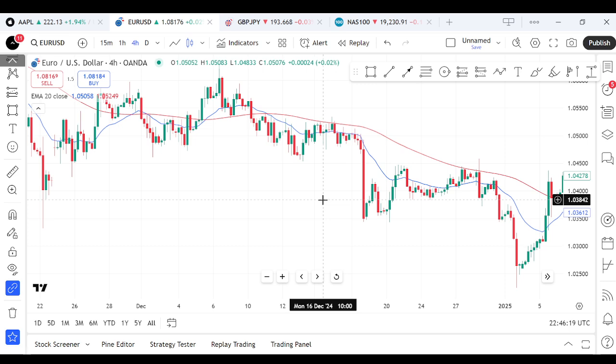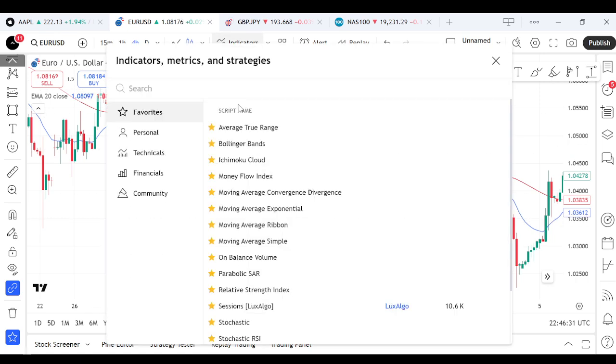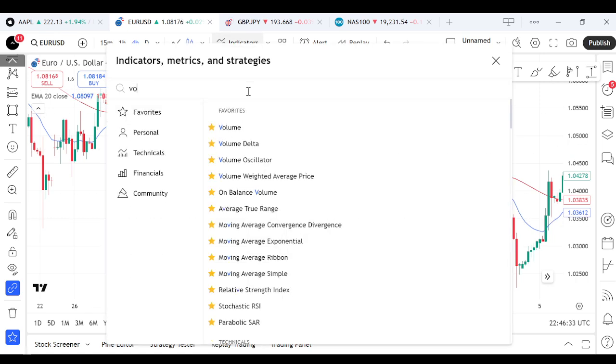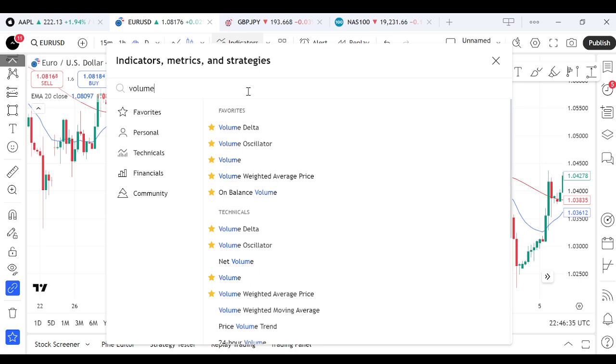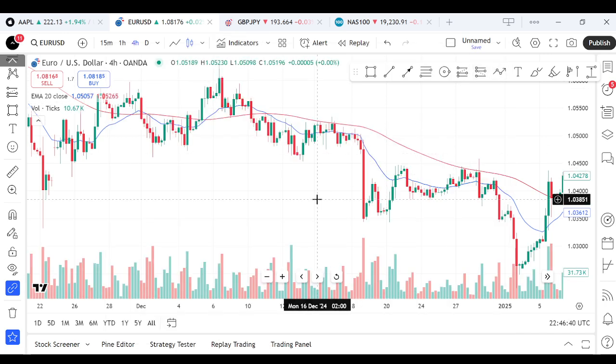So volume plays an important role in this strategy. A breakout is more reliable when accompanied by higher than average volume because it shows that there is strong participation behind the move. So I'm just going to add the volume indicator also, and this is the volume.